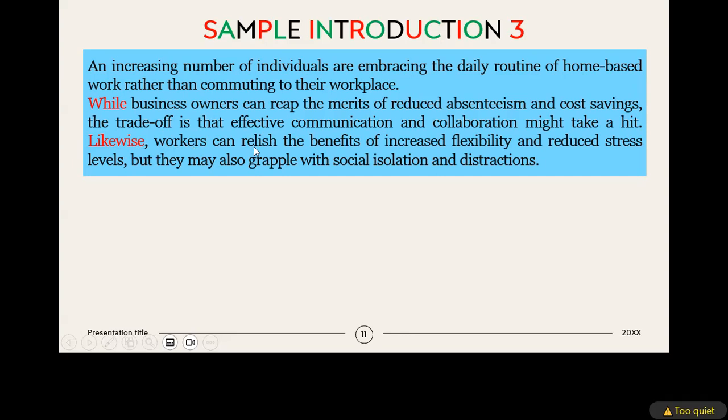Okay, workers can relish the benefits. There I said reap the merits; here I used another phrase, relish the benefits. Okay, meaning enjoying the benefits of increased flexibility and reduced stress levels, but they may also grapple with, which is something negative, social isolation and distractions. Well, for this one, you will get C2 level. I don't expect my students to write this way.